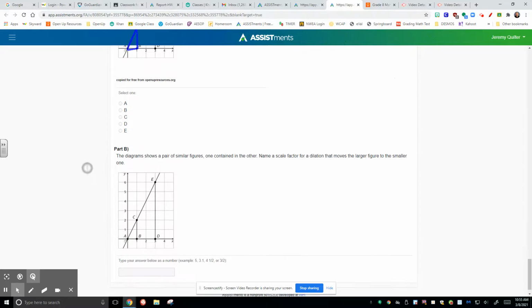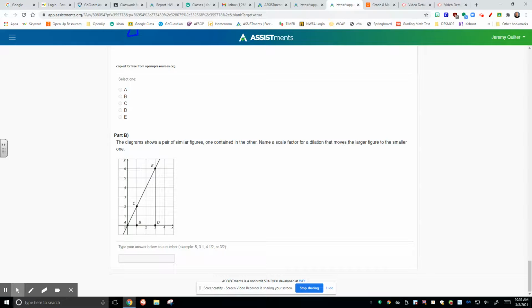On part B, it says the diagram shows a pair of similar figures, one contained inside the other. Name a scale factor for a dilation that moves the larger figure to the smaller one. So when we talk about that, since this smaller one is inside of it, we want a scale factor that moves the larger to smaller. That means that my scale factor has to be less than 1, because I want something that's going to be a fraction of the size.